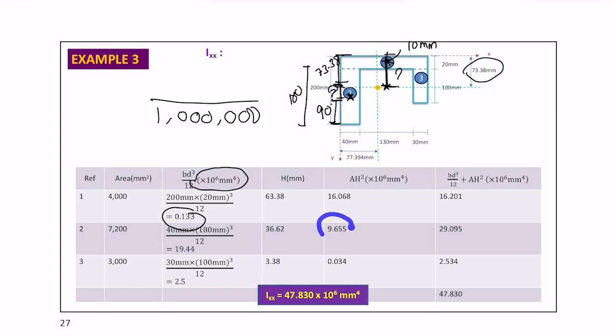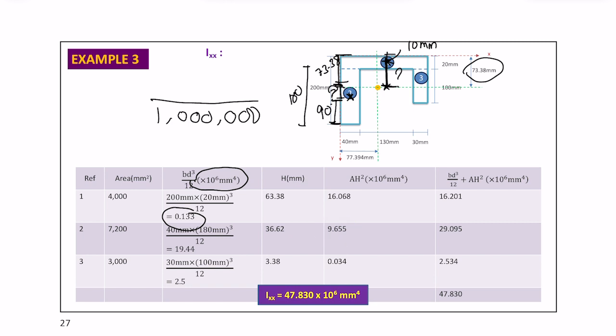To get the AH square, take this H power of 2 and times with 7,200, and that value divide with 1 million, you will get 9.655 times 10 power of 6 mm power of 4. Then get the total IXX for section number 2.